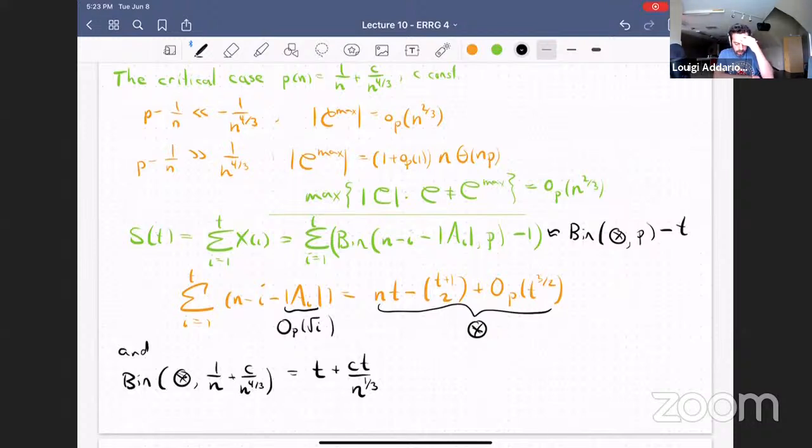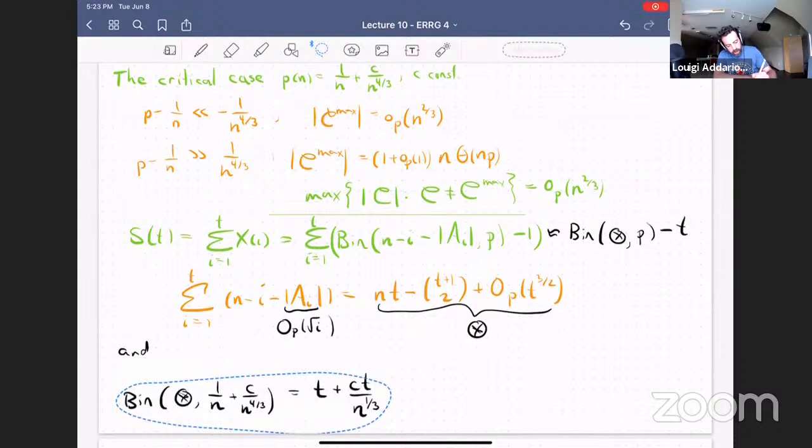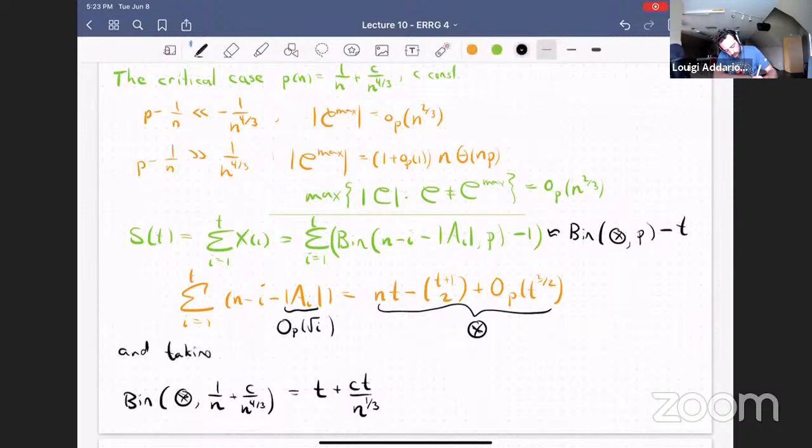Before I do this computation, I'd like to focus in on the range of t that I'm interested in. It'll make the formulas a little bit simpler. So I'm going to take t to be of the form x times n to the 2/3. I can justify doing this right away.